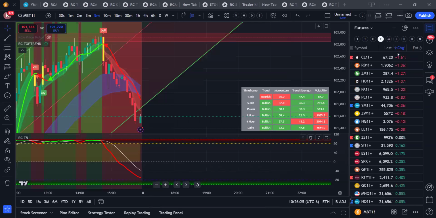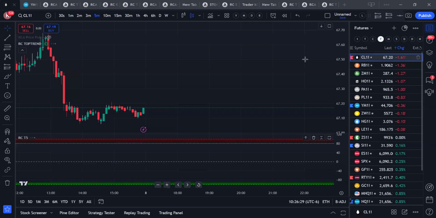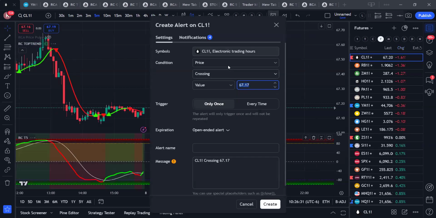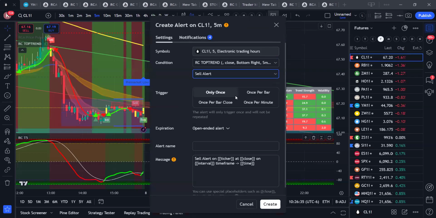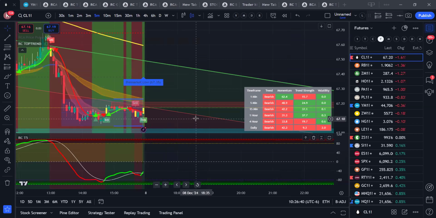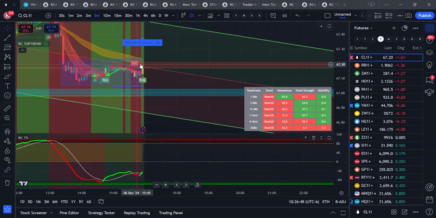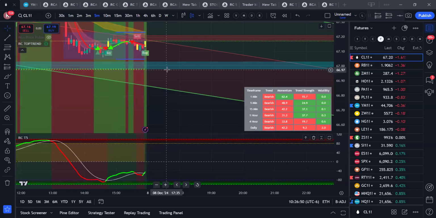Or you may receive a notification telling that crude oil is bearish. Then all you are doing is going there and creating a sell alert because you want to be only on the short side because it is completely bearish. There are a lot of sellers trying to bring it down. It may go all the way to $67, or if it breaks this support, it may go much, much down.